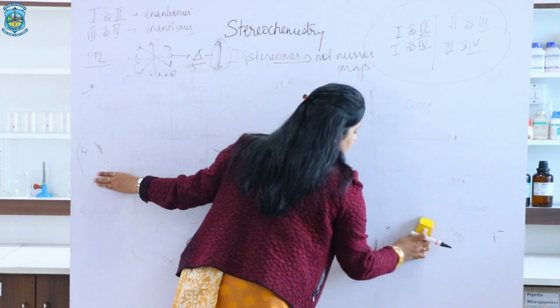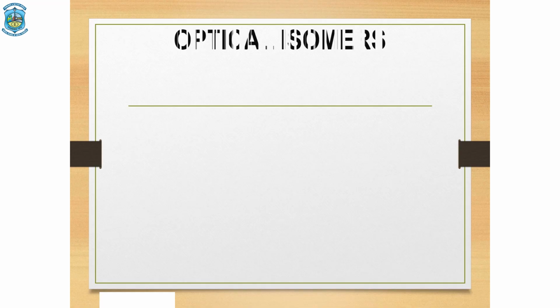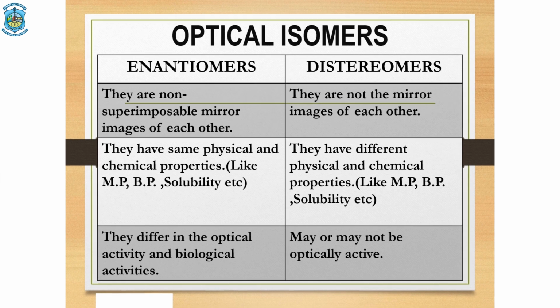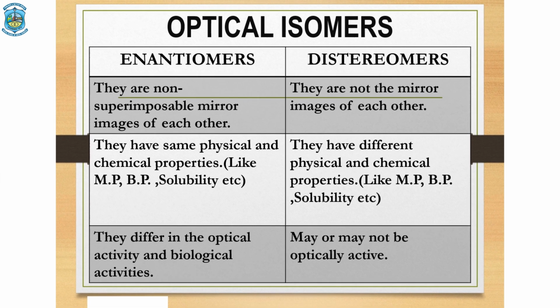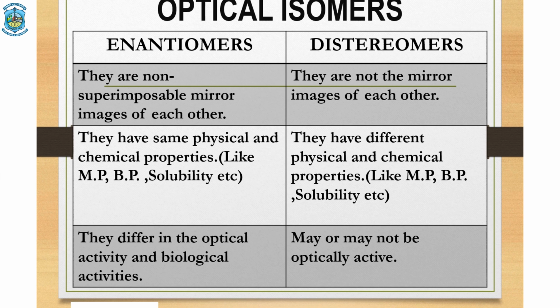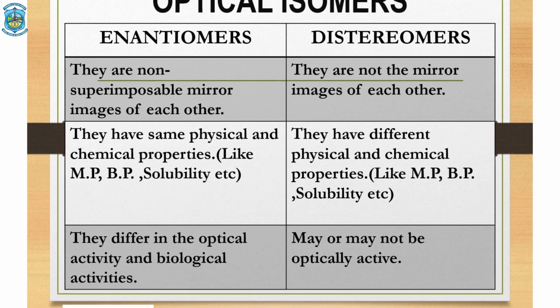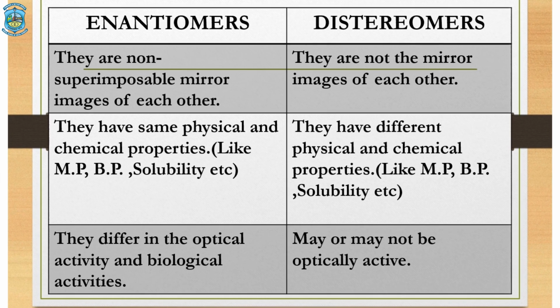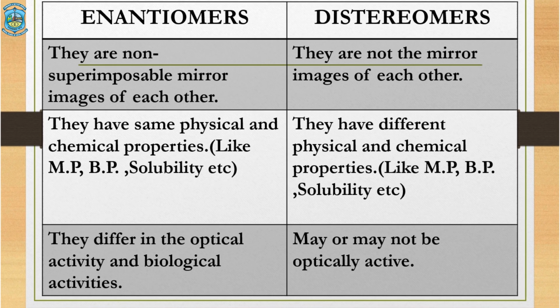So, with all this discussion, I can summarize the difference between enantiomers, diastereomers and meso compounds. Let us have a look at the important points of enantiomers and diastereomers. Enantiomers are the two structures of the same compound which are non-superimposable mirror images of each other. And diastereomers are non-mirror images of each other.